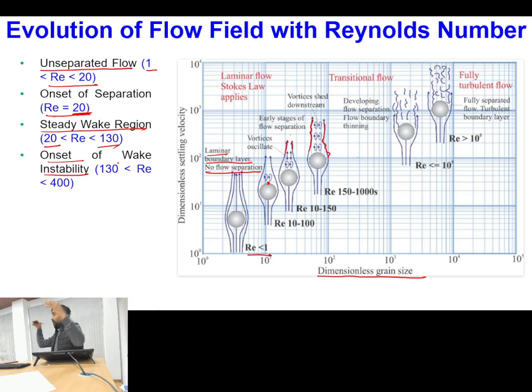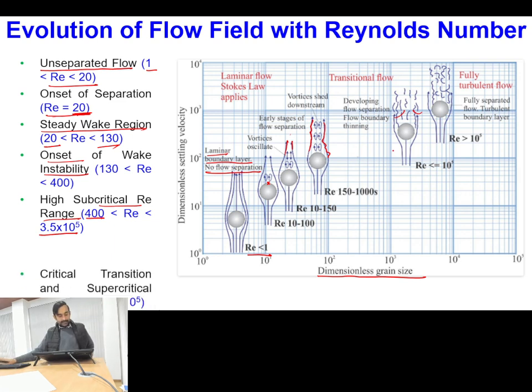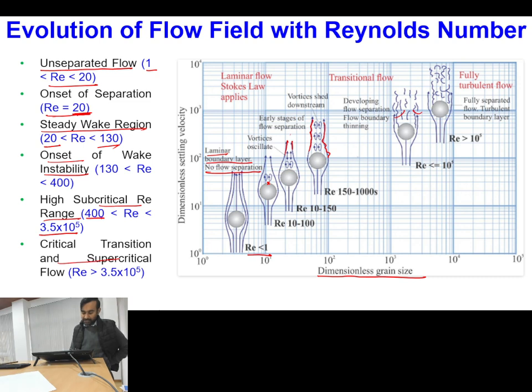Okay, and once these waves grow in size, what will they do? They will break the vortex structures and you will have a very chaotic situation. So Reynolds number greater than 400 and up to close to 3.5 into 10 to the power 5 is considered the high subcritical Reynolds number range. In this range you have this type of situation. Okay, and after this point you have critical transition and supercritical flow once Reynolds number is greater than 3.5 into 10 to the power 5, and then you have a more extreme turbulent situation.